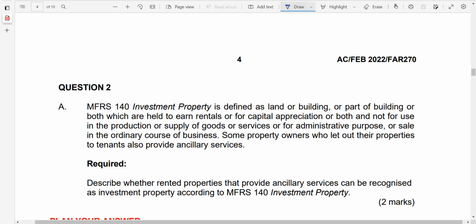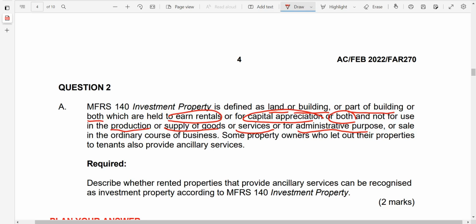You have question 2A. MFRS 140 Investment Property is defined. It gives the definition of investment property: land or building, part of a building, or both, which are held to earn rentals, for capital appreciation, or for both. And it is not for use in the production or supply of goods or services, or for admin purposes. It is also not held for sale in the ordinary course of business. Therefore, these are investment property.